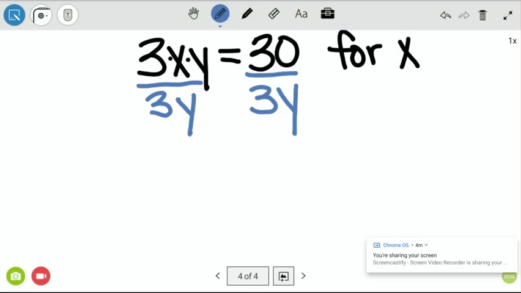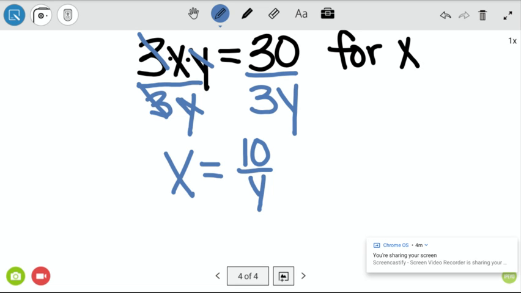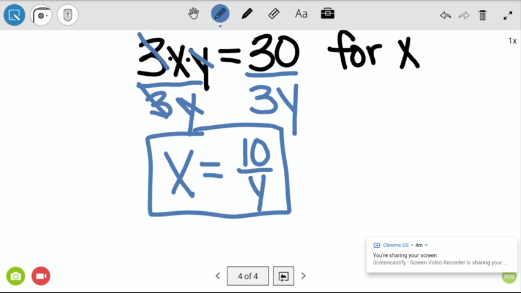Now, to write this final answer, I want to make sure that we're okay with simplifying this. So the 3's and the y's would become 1. So we're just left with x. Now, when we simplify this, we want to think about reducing. 30 divided by 3 is 10. So that would go in the numerator, and the y would stay in the denominator, because if it's in the denominator, it's got to stay there.